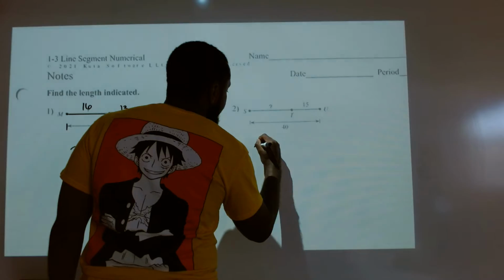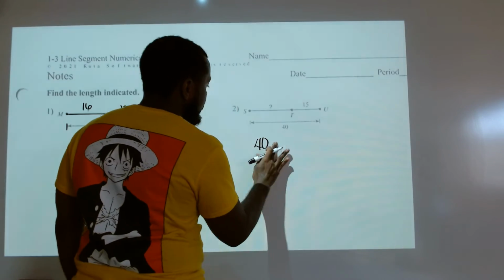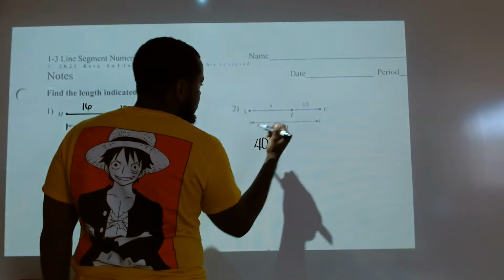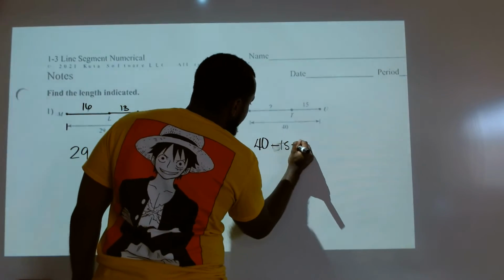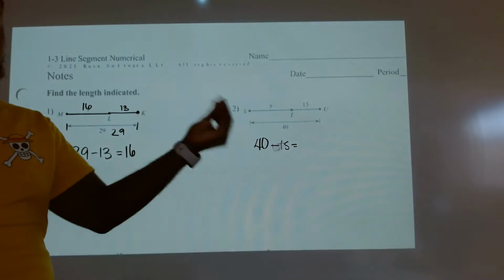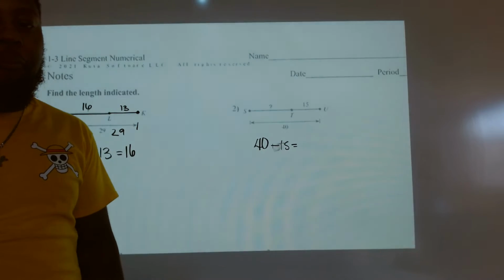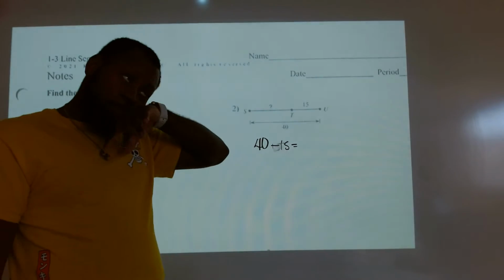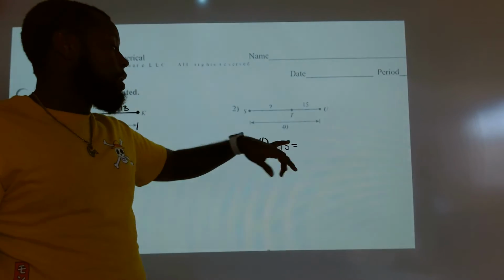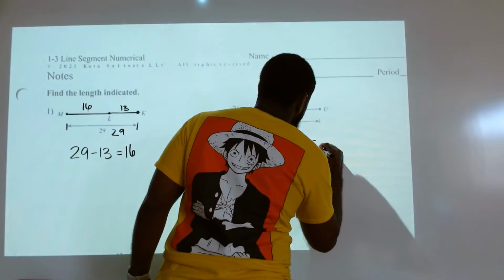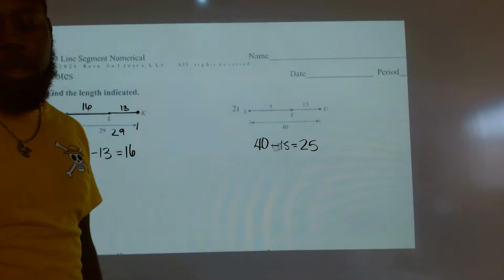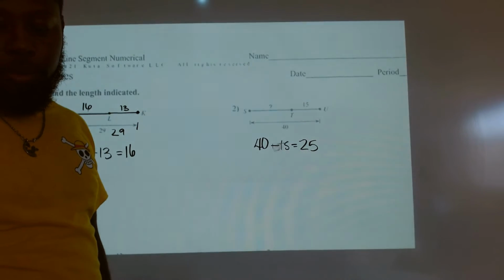Same way for this one. If the full length is 40, right? From S to U is 40, and part of it is 15, you need to bridge that gap. Okay? 40 minus 15 will give you 25. Okay? So, do we understand that?